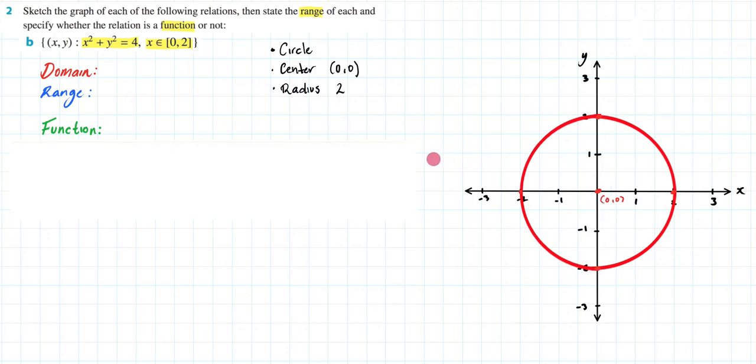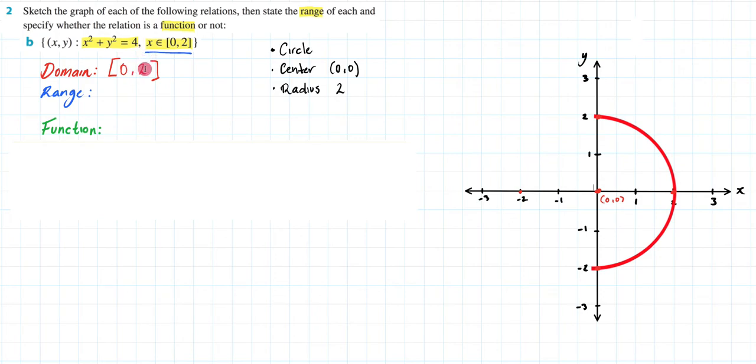But we haven't taken into account the fact that my domain is restricted. So that means my domain is going to be 0 to 2. So therefore, my graph is only going to exist between x equals 0 and x equals 2. So that means this left hand side of my circle will not exist. It's going to go away. That leaves me with a semicircle of just the right hand side. So this is what my graph is going to look like. So it's ever so important that you take into account your domain.